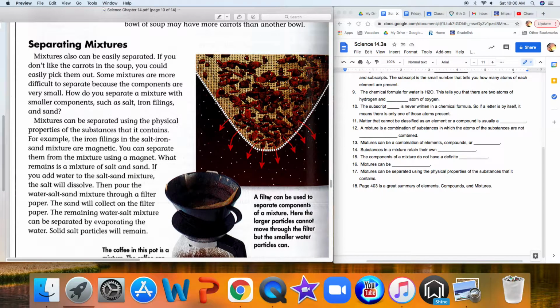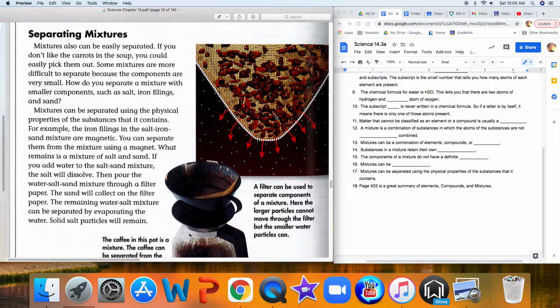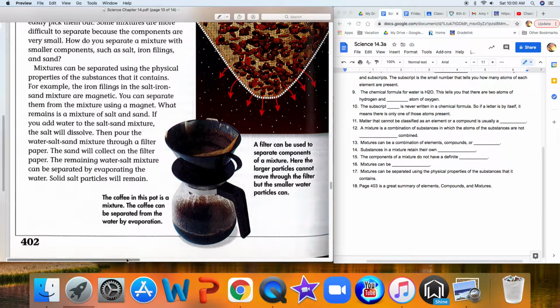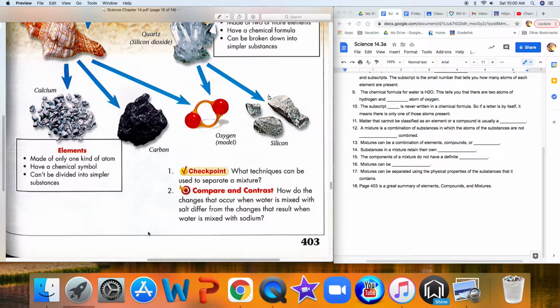Okay, so they're talking about filters can be used too. It catches larger particles. The smaller water particles would fit through your filter paper there. Even coffee, guys, can be separated from water by evaporation. Okay, coffee is a mixture, guys, but we'll talk tomorrow how coffee is a special type of mixture called a solution.